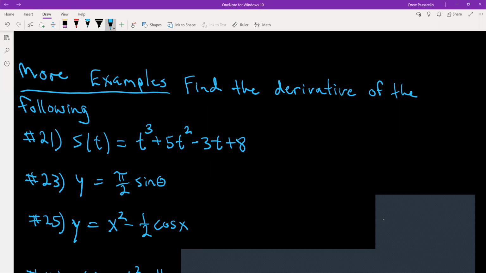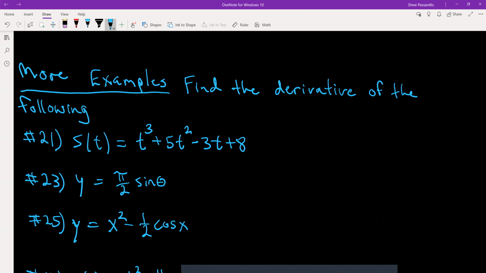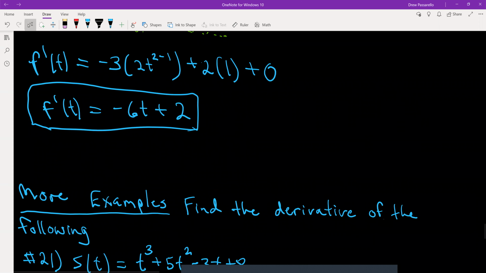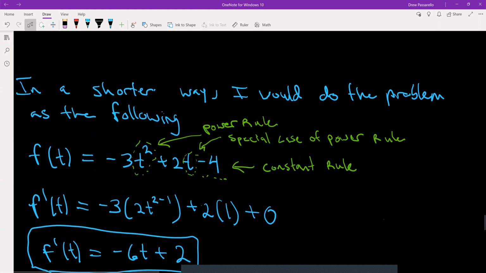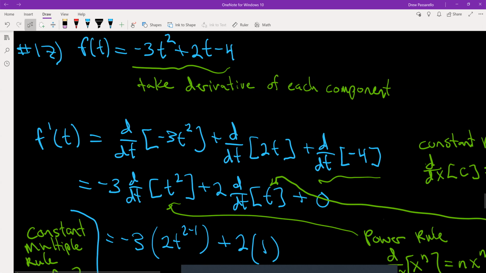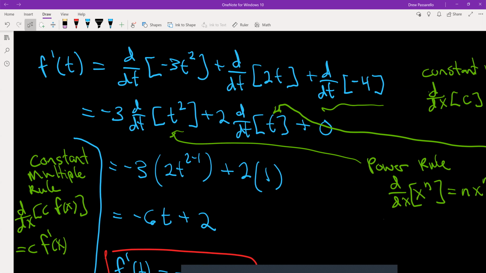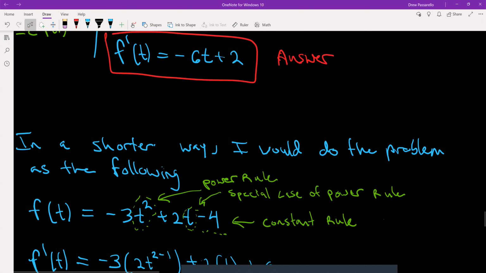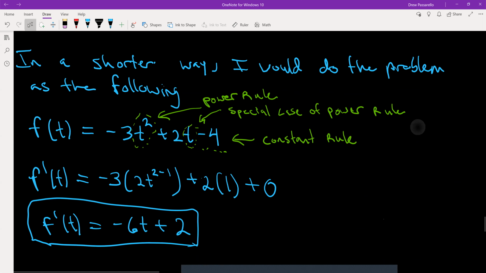All right, so this is just a continuation from the last video over section 2.2. We're finding the derivative of the following. Like we just did an example in the last video, number 17, and I showed two ways to do it. The first way was going literally step by step, and the second way is the same thing, it's just I'm skipping some steps and doing it a lot quicker.